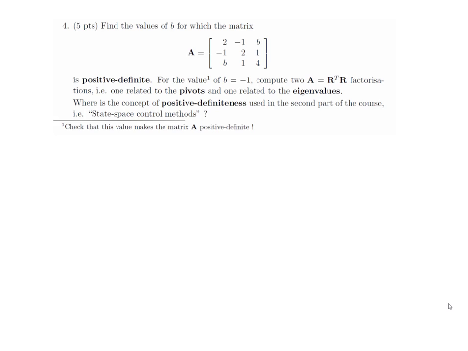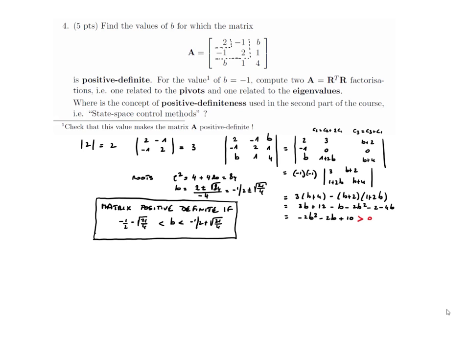decompositions, factorizations R transpose R of the matrix A, one related to the pivots and one related to the eigenvalues. And then there's an additional question: where is the concept of positive definiteness used in the second part of the course? And this second part of the course is of course state space control methods. And for this theoretical part of the question, well, you can have a look in the video course.